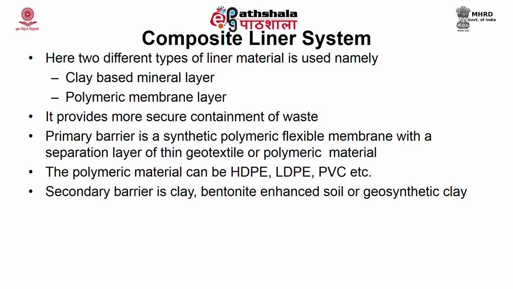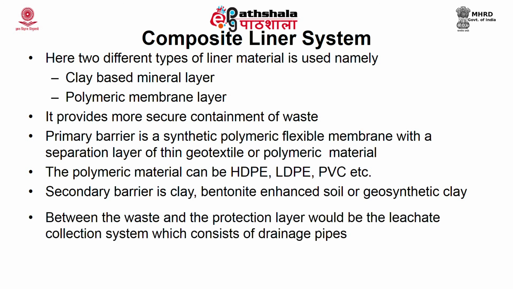Now a secondary barrier also exists in this composite liner system, which is made up of clay or bentonite enhanced soil or a geosynthetic clay, which is a clay sandwiched between two geotextile fabrics. They also can be used. Now again, between the waste and the protection layer you can have a leachate collection system which consists of a drainage pipe lined with a geonet.